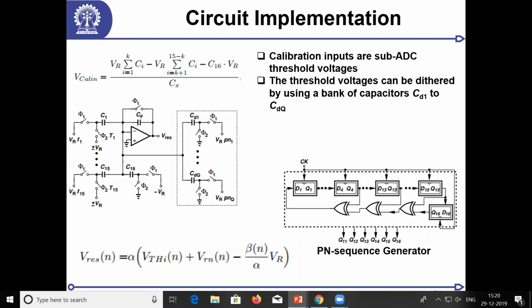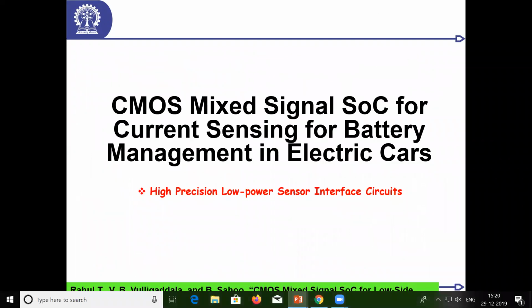Now, this is another mixed signal SoC that we did for battery management in electric cars. In an electric car, the batteries are a bunch of cells, right? And all the cells should charge uniformly and at the same rate. If there is any discrepancy in the charging rate of the two cells, then there will be short circuit current which will degrade the battery life. This is in production right now by AMS, Austria Microsystems. They taped out and supported it. This is used in BMW cars at this point in Europe.